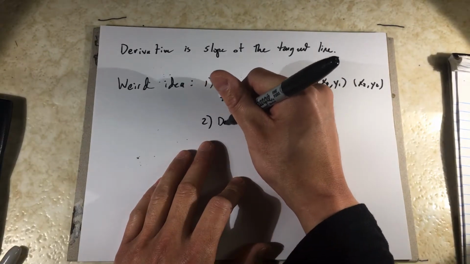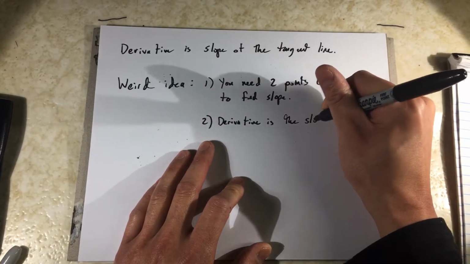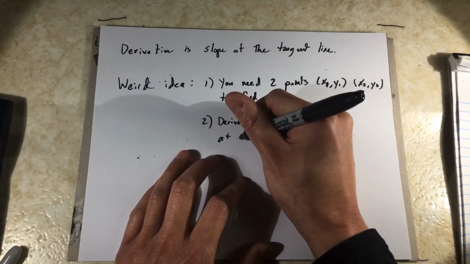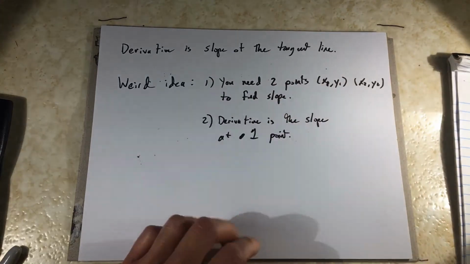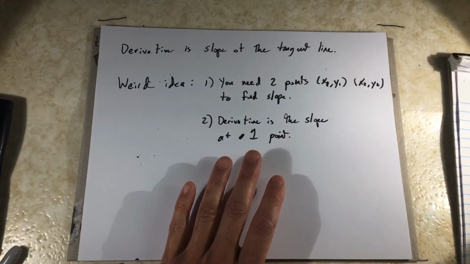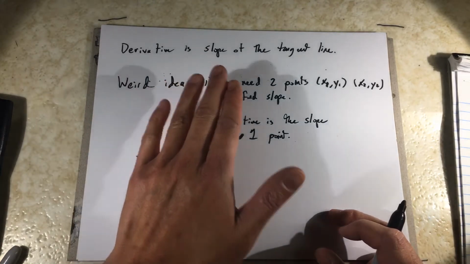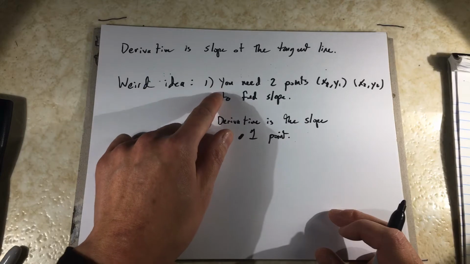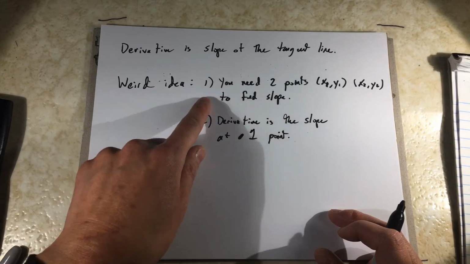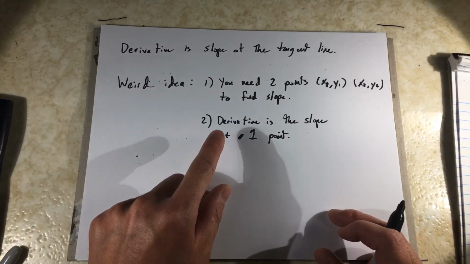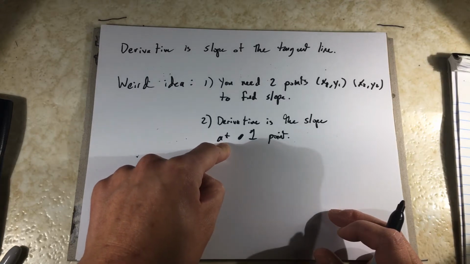The derivative is the slope at 1 point. Okay, so remember the tangent is a line that touches the function at just a single point. So when we say the slope of the tangent line, we're saying we want the slope given only 1 point. So there's an inherent contradiction here, which is that you need 2 points to find the slope, but the derivative is basically the slope at a single point.